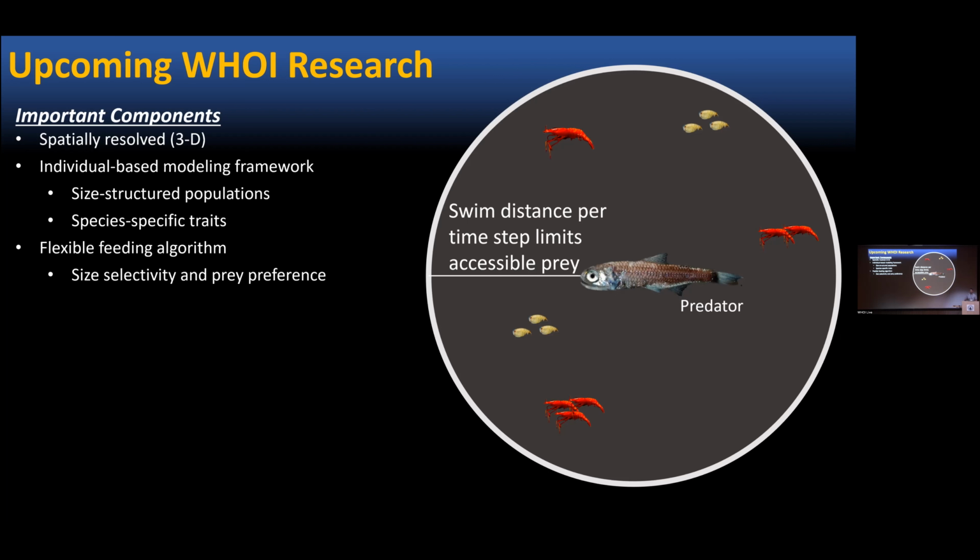Now, feeding will be set up in this model so that each individual is making choices relative to predator-prey size ratios and prey preference matrices, similar to an electivity matrix for the trophic ecologists in the room, or what plankton modelers will often call a palatability matrix.